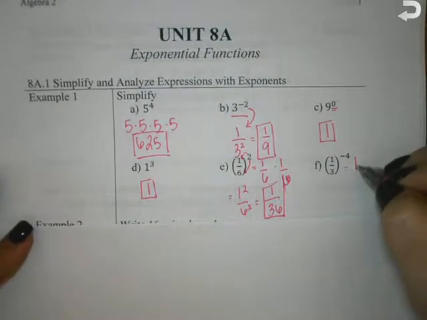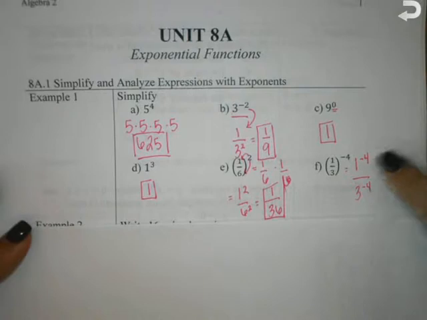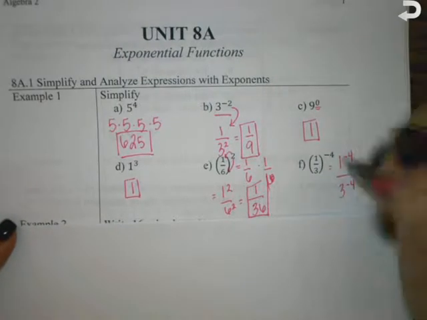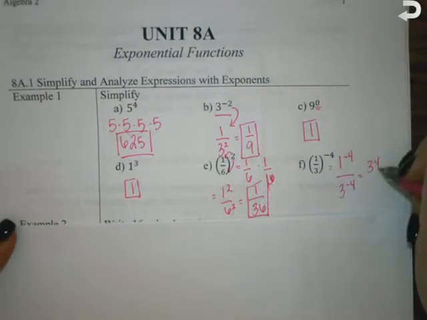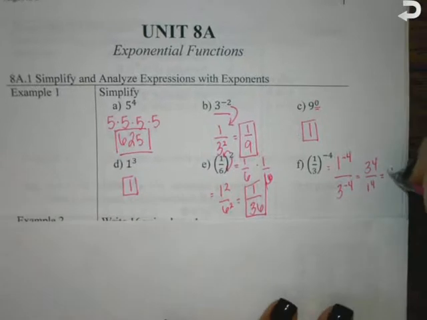And then the last one, 1/3 to the negative 4th. That would be 1 to the negative 4 over 3 to the negative 4. And what do you do with both of those negative exponents? You switch them. So it's 3 to the 4th over 1 to the 4th, which all comes out to 81. Okay.